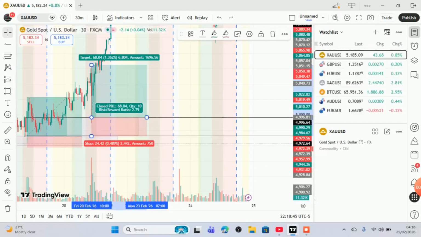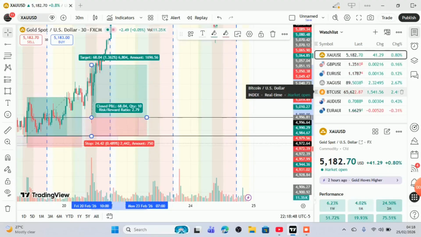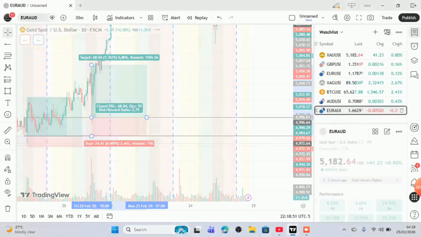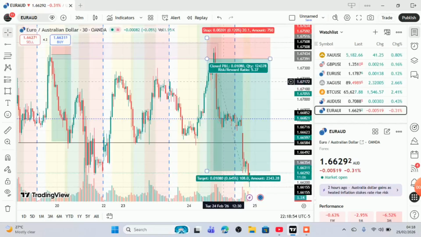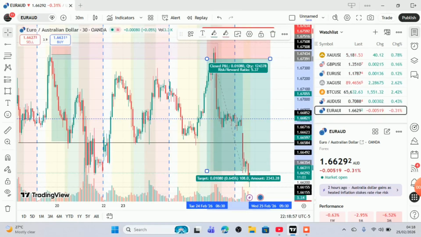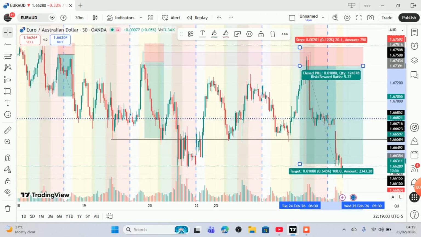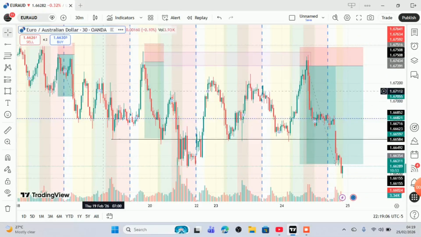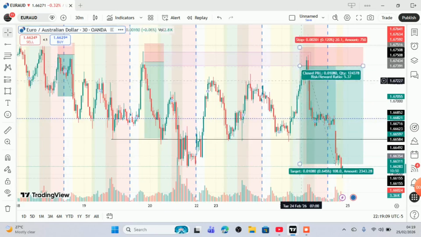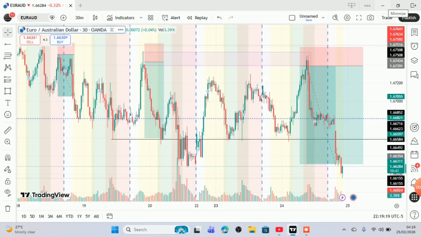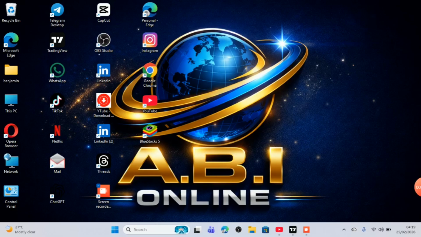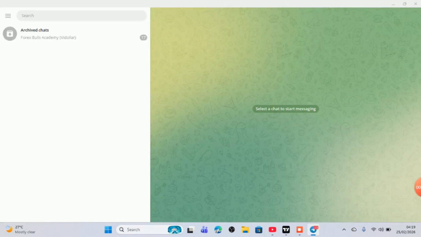Let me show you guys the live trade that we took on Euro AUD. This is it over here. Do you see how we smashed this move? This was yesterday's trade. We had patience waiting for it at this zone, then from here we crashed downside. Let me show you on my Telegram channel, because I shared this signal there.